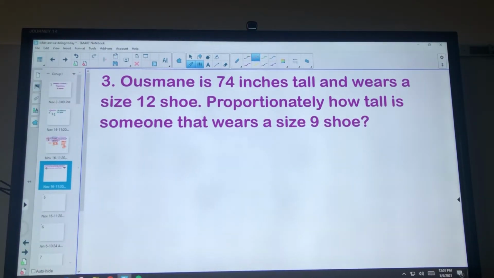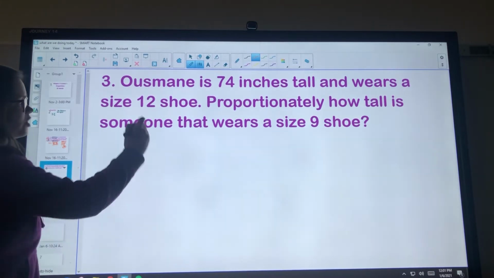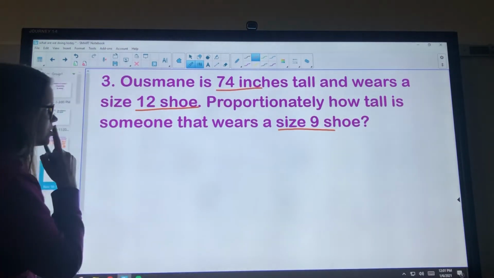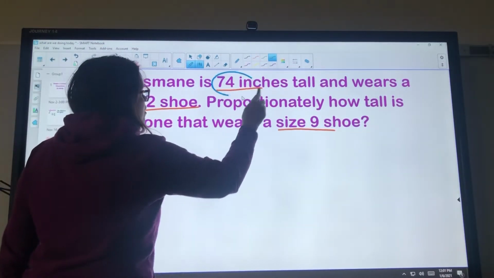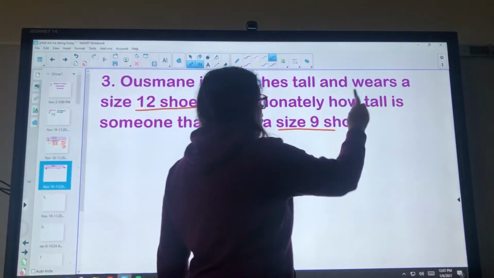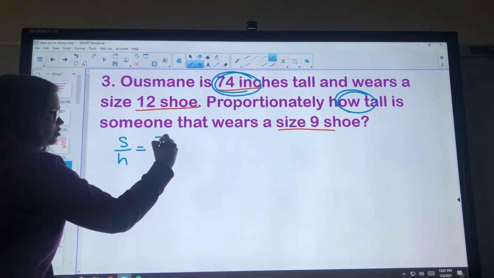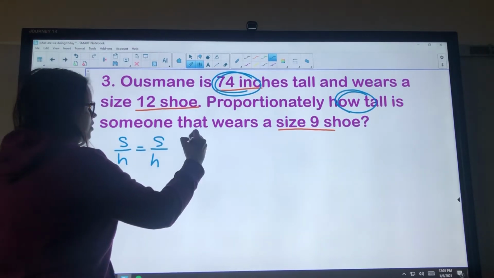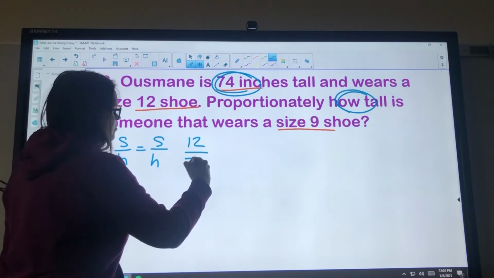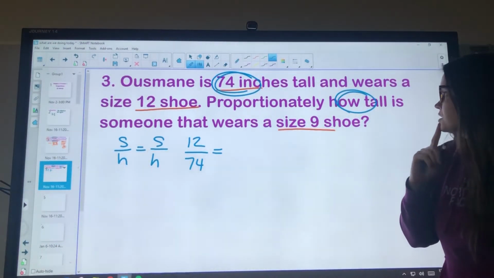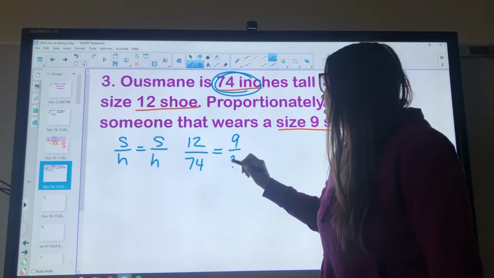All right, this one looks a little bit differently, same idea. Usman is 74 inches tall and wears a size 12 shoe. Proportionately, how tall is someone that wears a size 9 shoe? So you still are keeping your shoes together, and then your two heights, 74 inches, and then we don't know the height of the other person. So maybe you're doing shoe over height equals shoe over height. So the person that wears a size 12 is 74 inches. I wonder if this is true, Usman Berry. And then size 9 shoe for how tall of a person.